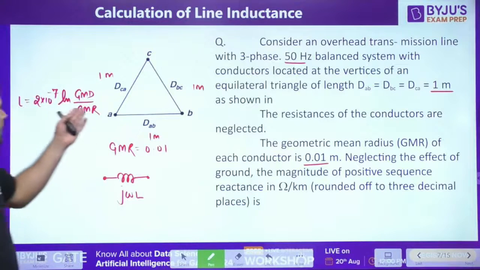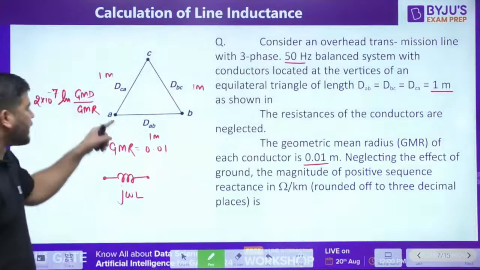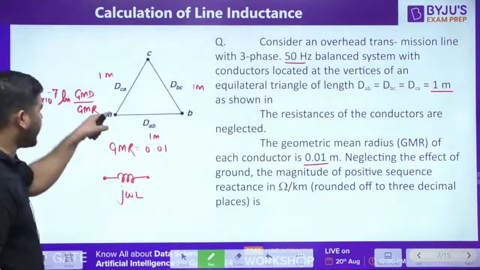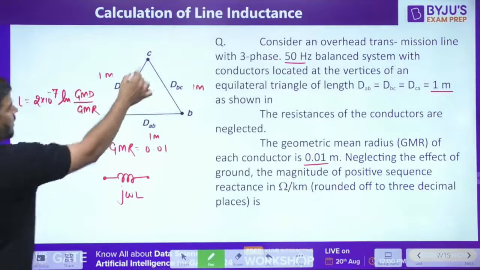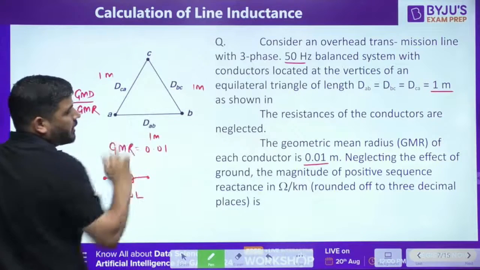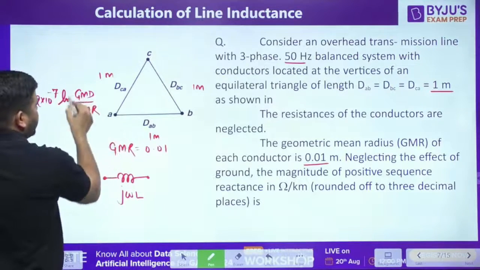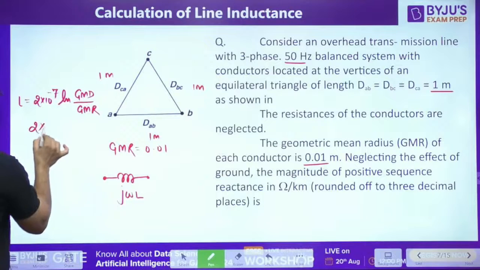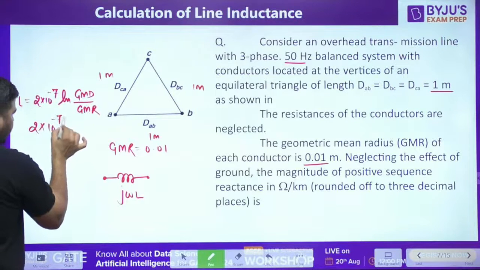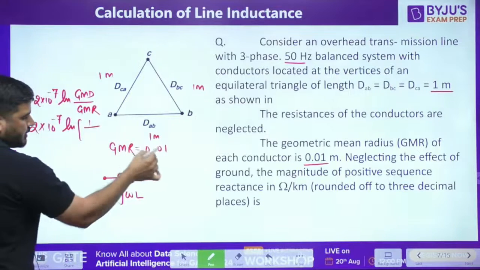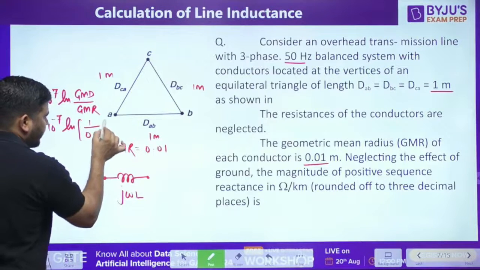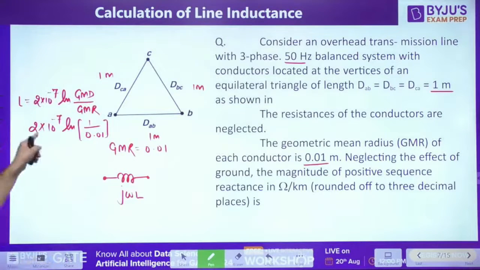Okay, this is how you can calculate the inductance of a phase conductor A, or B or C, whatever. Now the GMD is the mutual distance, 1 into 1 into 1, and take the cube root, so it will be 1 again. So GMD is 1. Inductance is 2 into 10 raised to power minus 7 ln 1 divided by GMR. GMR is given as 0.01. Okay, so this is my inductance.